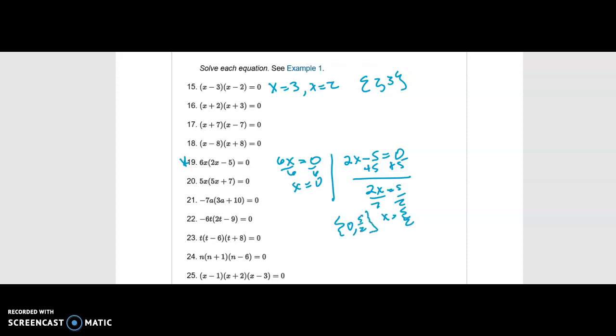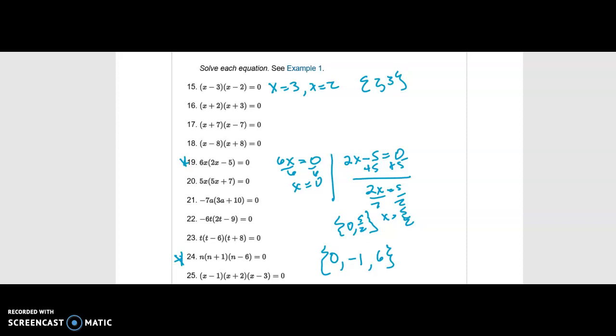It doesn't change the game if you have 3 solutions. So let's take a quick look at number 24. This is going to say if I have a plain old n, that means 0 is one of my solutions. What plus 1 is the solution? Negative 1. And what minus 6? 6. So in number 24, you would have 3 solutions, 0, negative 1, and 6. I'm going to press pause just to look at those. These have already been factored for you.